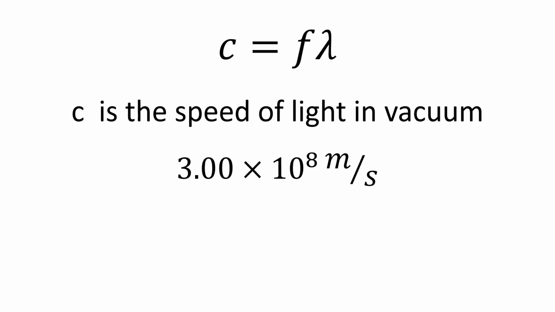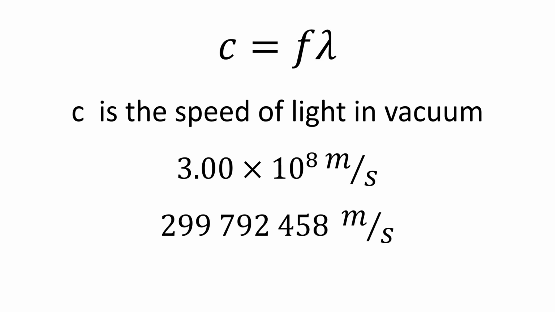Now that's an approximation, good to 3 significant figures. The speed of light is actually an exact number, and there it is. So you can see how precisely that is determined. It's exactly that many meters per second. It's defined to be that, in fact.